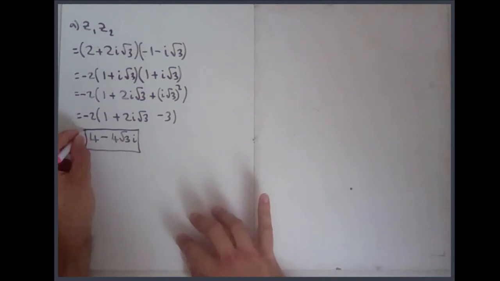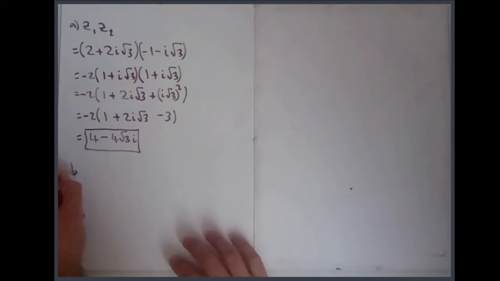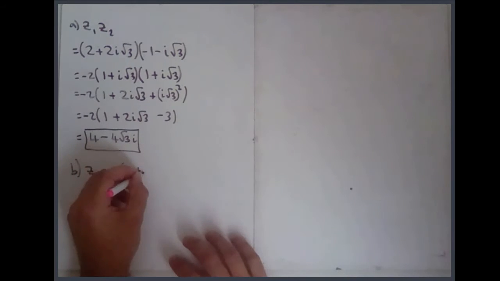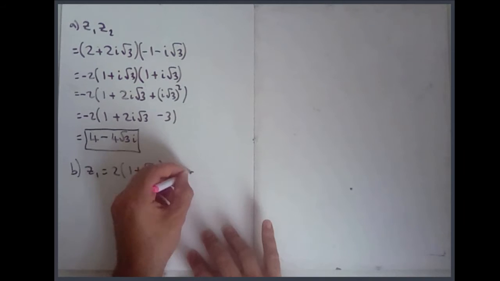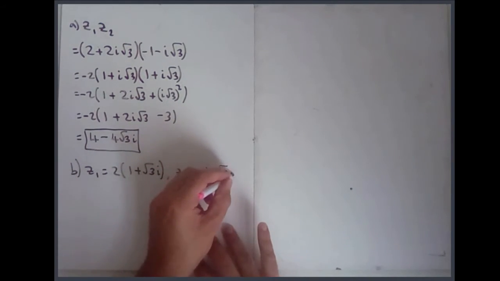So that is the product using Cartesian form. For polar form, we're going to have to work both of these numbers out in cis form. So Z1 equals, well it's 2 times, so 2 brackets, 1 plus root 3 i, and Z2 equals minus 1 minus root 3 i.